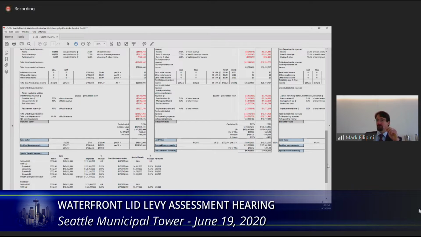And my question here is, what was your conclusion in terms of total estimated value with the LID? With the LID, our total estimated value was $173,352,000.